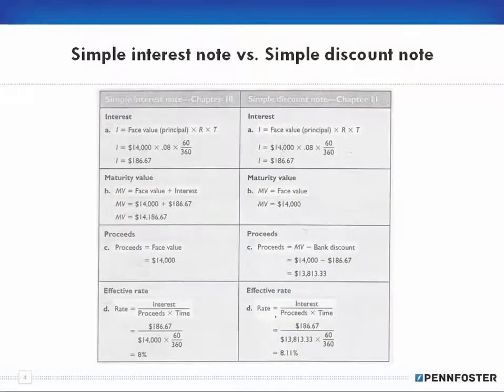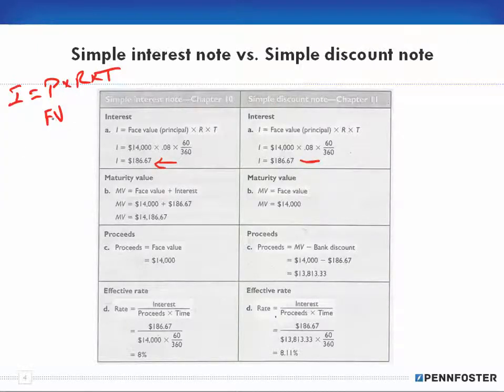All right, so in the last chapter, we looked at a simple interest note, and now we're going to talk about a simple discount note. What's the difference between the two? This chart is in your textbook, okay? As you can see, for a simple interest note, we talked about the face value and principal, and our formula I is equal to principal times rate times time. Well, instead of principal, we're talking about face value, okay? And that stays the same for our simple discount note. We're going to calculate the amount of interest the same exact way.